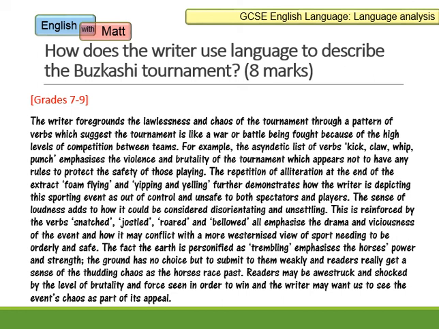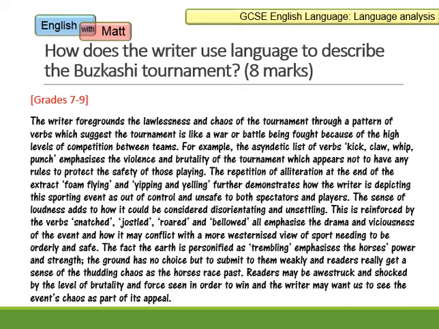The fact that Earth is personified as trembling emphasises the horse's power and strength. The ground has no choice but to submit to them weakly, and readers really get a sense of the thudding chaos as the horses race past. Readers may be awestruck and shocked by the level of brutality and force seen in order to win, and the writer may want us to see the event's chaos as part of its appeal. So I would argue that this would now be coming towards full marks.